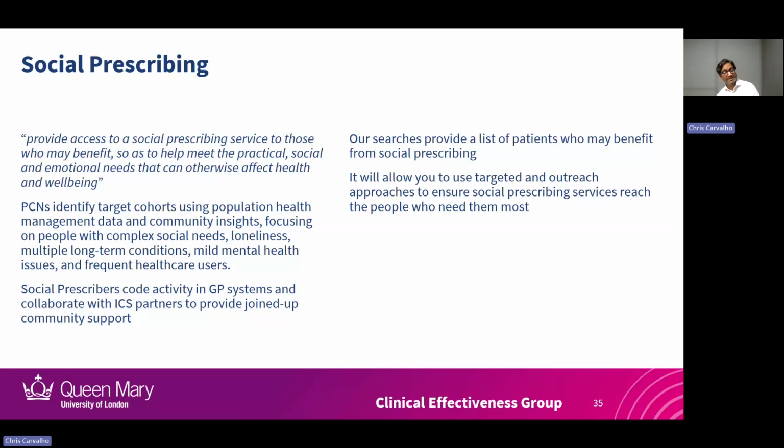So our searches provide a list of patients who may benefit from social prescribing, but what we're not saying is that everyone on that list needs to be referred into the social prescriber, and I don't think they would be able to cope with that given the population that we have. But what it does is allow us to look at that information and then be able to target approaches to ensure that the service is there for everyone who needs it, but especially those who need it the most.